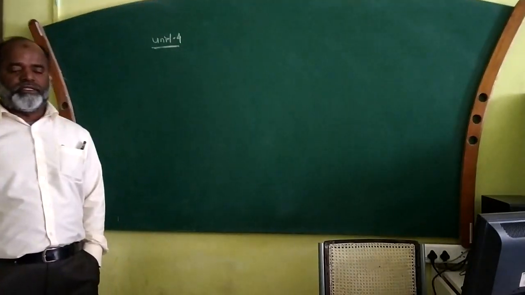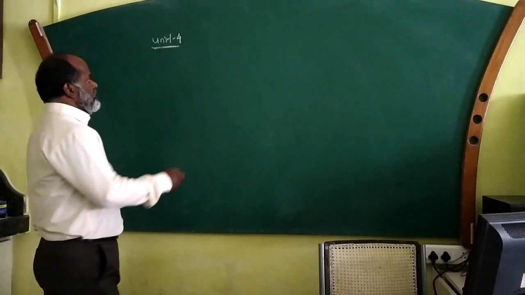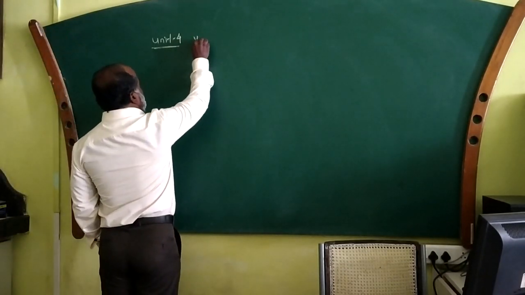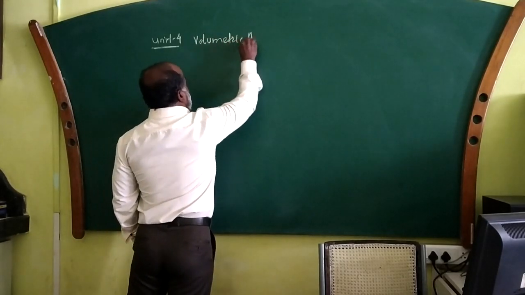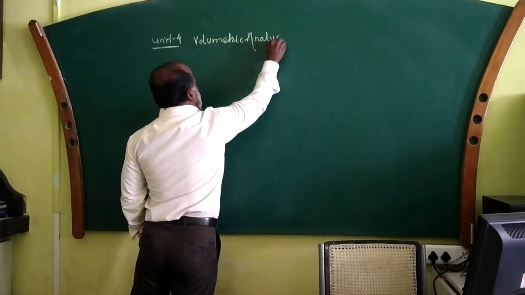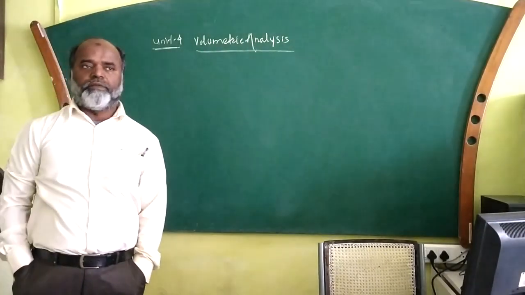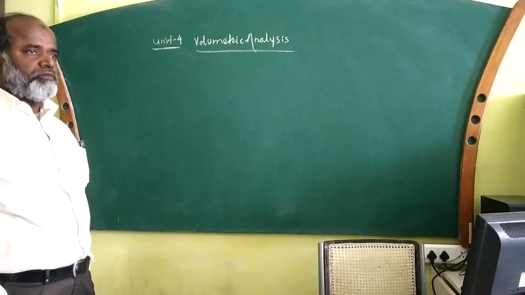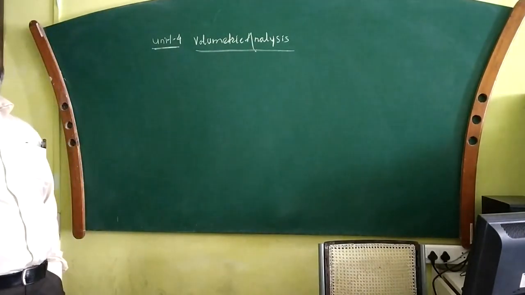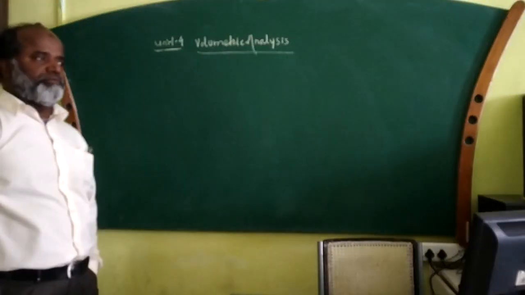Completed unit number 3, surface field 3. Now this is unit number 4, and that is again a very important and interesting unit called volumetric analysis. Now you can see the title of the lesson itself indicates we are going to do some analysis, and the way of doing analysis is volumetric.